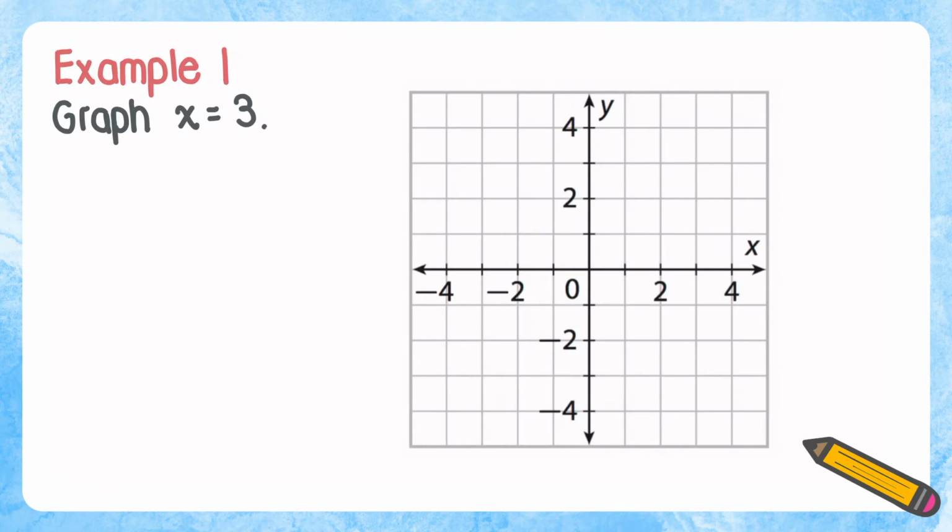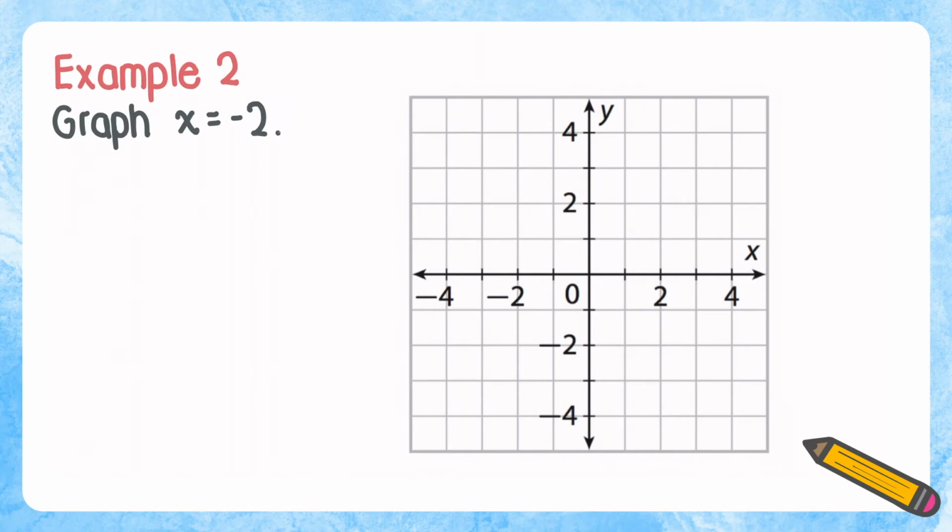For our first example, we will graph x equals 3. On the coordinate plane, I find where 3 is on the x-axis. Because remember, 3 is the point where the vertical line and the x-axis cross. I just draw a straight line going up and down, and this is the graph of the equation x equals 3.